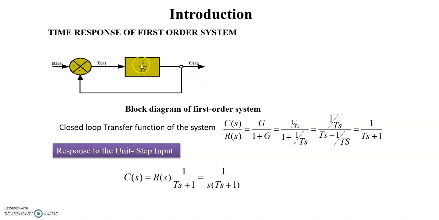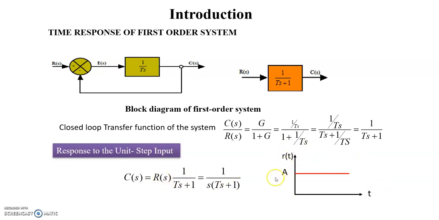Here G(S) is nothing but 1/(tau S), so 1/(tau S) divided by 1 plus 1/(tau S). You can rearrange, taking the common factor for the denominator, and finally we obtain 1/(tau S plus 1), the standard first order system. Now, instead of R(S), we can put a unit step input. That is, the response to unit step input for the standard first order system is C(S) equal to R(S) into 1/(tau S plus 1), where R(S) is the unit step, meaning 1/S. You can substitute R(S) by 1/S.